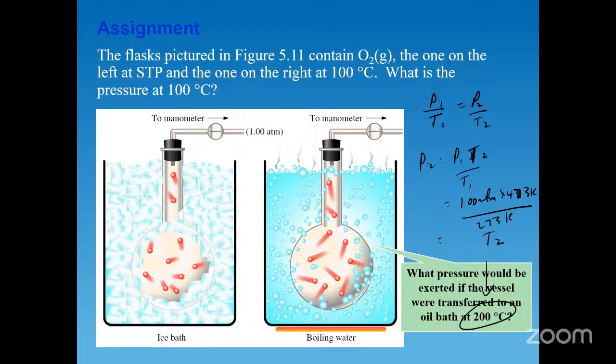473 divided by 73. So according to my calculation, I got 1.73, and atmospheres would be the unit. So that's it. Basically what we're saying is as the temperature increases, the pressure of the gas increases, which of course we all know already, all right?